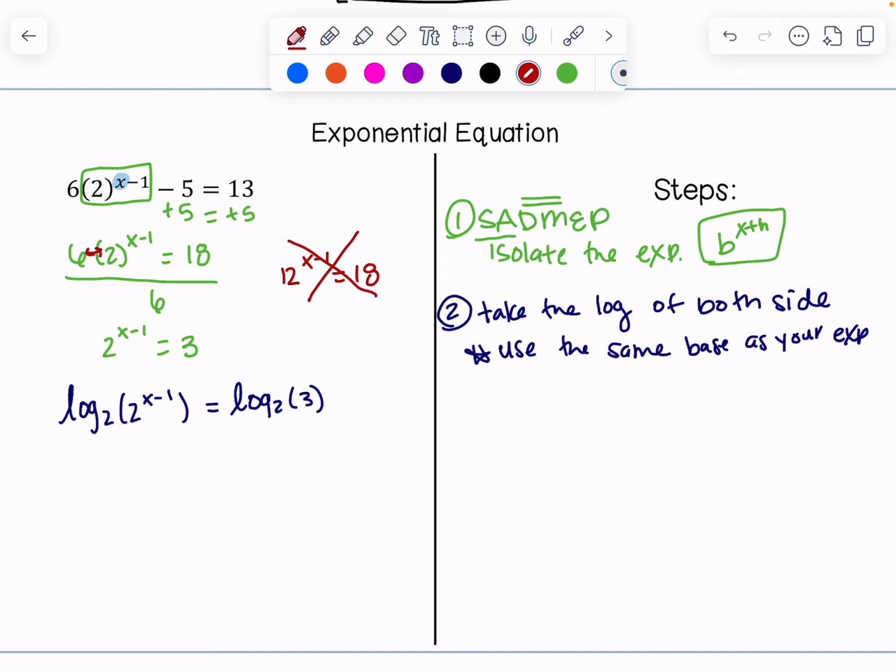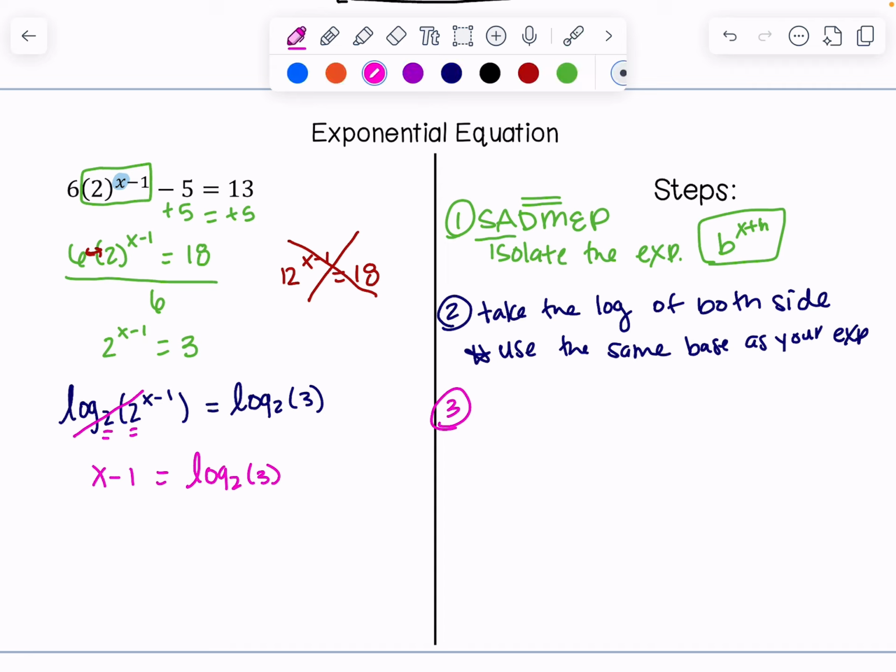And why we do this is because one of our properties from earlier in the unit tells us that if our base here and our base here are the same, this actually just simplifies to x minus 1. Similar to what we did a minute ago, if you watched one of my earlier videos, if the base of your logarithm and the base of your exponential are the same, because log base 2 of 2 is equal to 1, they cancel each other out. All we're left with is the x minus 1. And so this side simplifies.